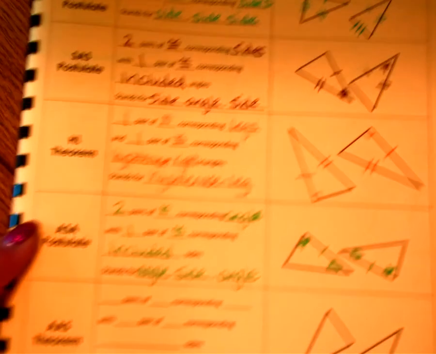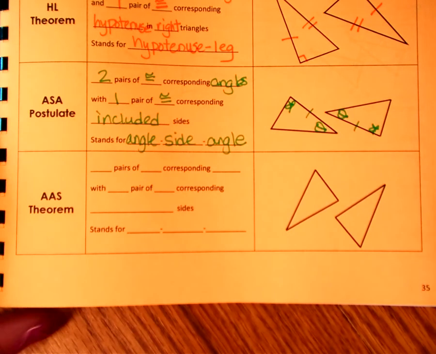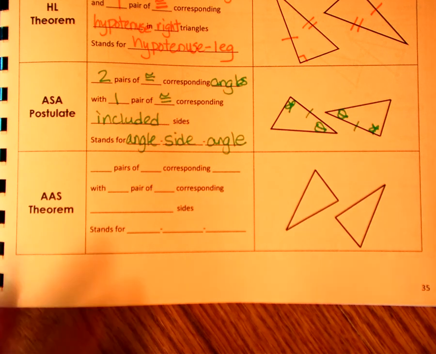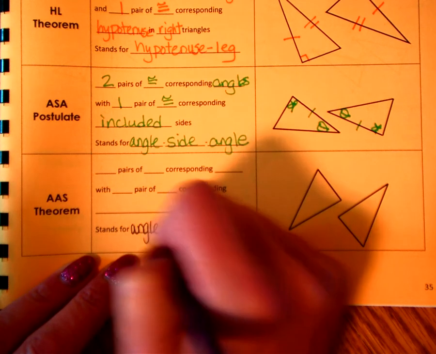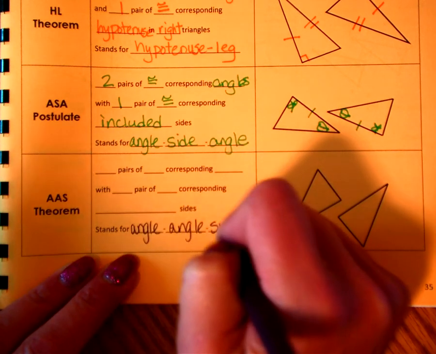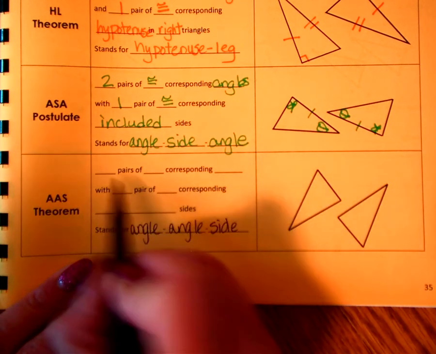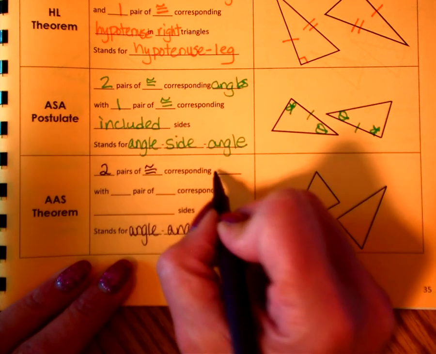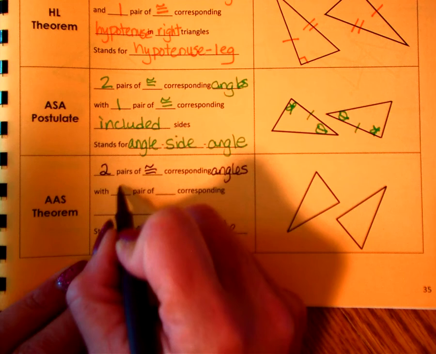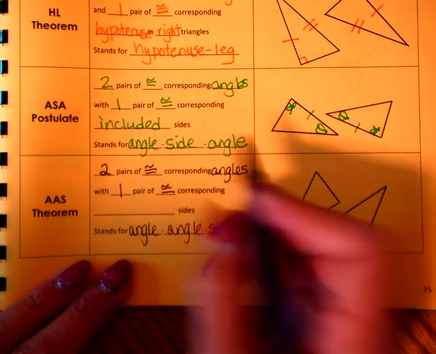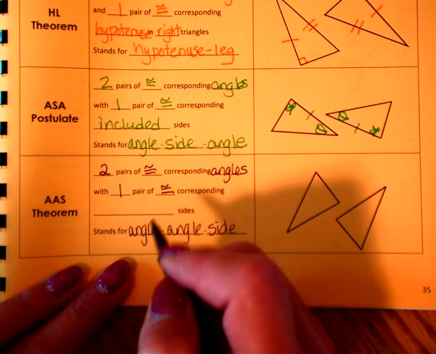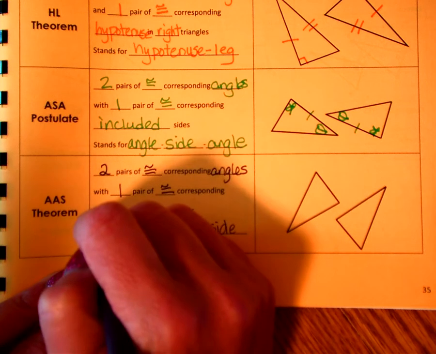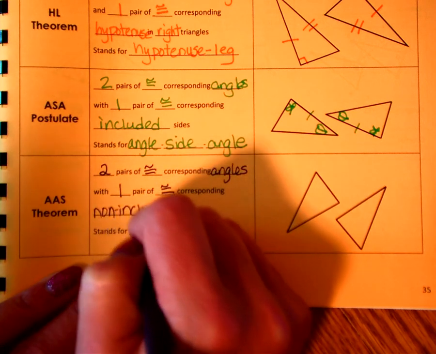Right? And the last one in class 18 today, before we do some examples here. Okay, the last one is AAS. And what do you think that stands for? Angle, angle, side. Okay, so by now maybe you can go fill this in. That means we have how many pairs? We have two pairs of congruent corresponding angles with one pair of congruent corresponding non-included sides. Non-included means it's not between.